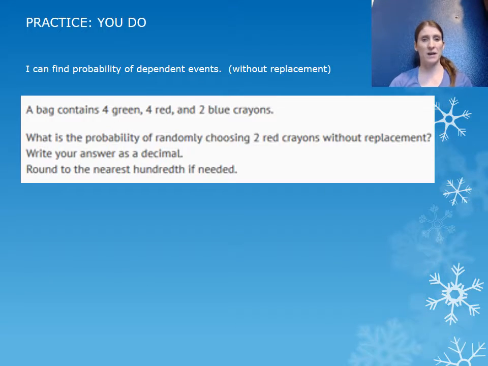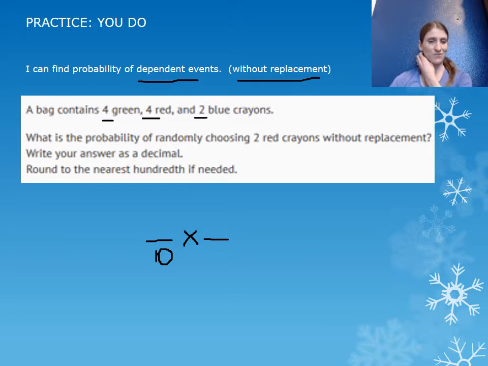Okay, so this one is a dependent event now, so this means without replacement, so watch what happens. We have a bag containing 4 green, 4 red, and 2 blue crayons. Okay, so right now I'm thinking I'm going to have a total of 4, 8, 10 crayons, right? Okay, so what is the probability of randomly choosing 2 crayons? Oh, here's my second probability, so I have to have 2 fractions. Without replacement. Okay, so this is kind of like the magician one. So I know that because I'm not going to replace the first crayon, I'm only going to have 9 options for the second probability, okay? And I want 2 red crayons.